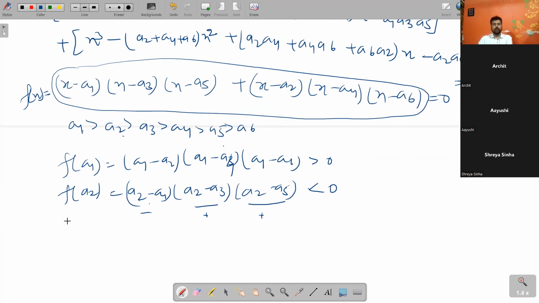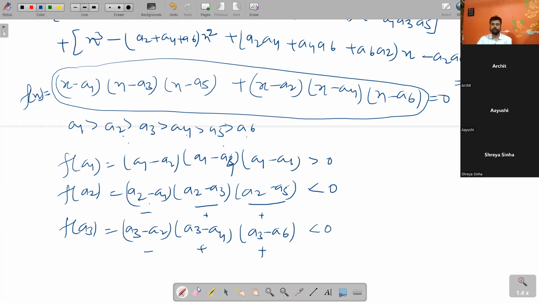Now A3. This complete thing will be 0 because A3 minus A3 is 0. So here we have (A3 minus A2), (A3 minus A4) and (A3 minus A6). Now you see, A3 is bigger than A4 and A6, so this is positive, but A3 is smaller than A2, you can see. So this is negative. So this is again negative. Right?